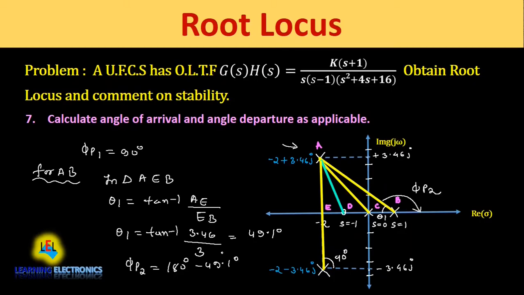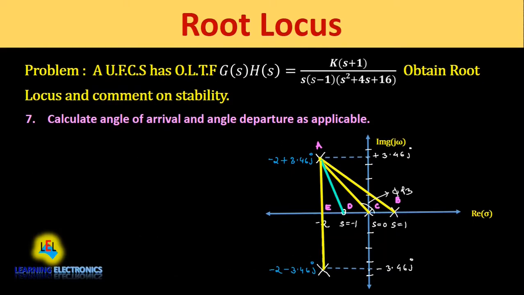So when we solve this, we will get 130.894 degree. We have to find out the angle which this phasor AC is making with the positive real axis. That means this angle we have to find out. This angle will be phi P3. For finding this angle, let us assume this angle as theta 2 for phasor AC in triangle AEC.